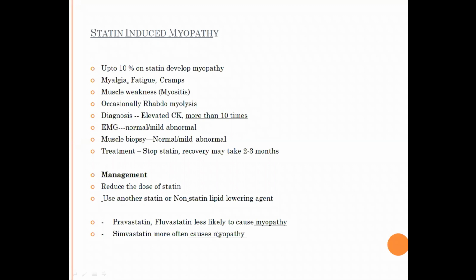Pravastatin and fluvastatin are less likely to cause myopathy. Simvastatin is most likely to cause myopathy. So ideally, a non-statin lipid-lowering agent is better.